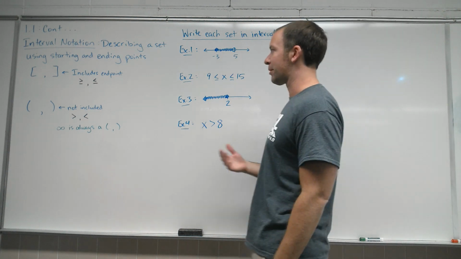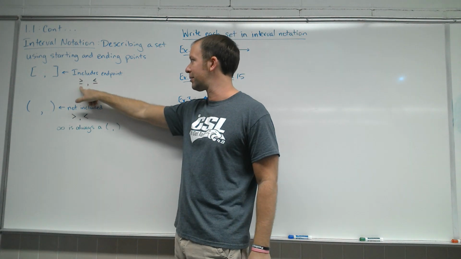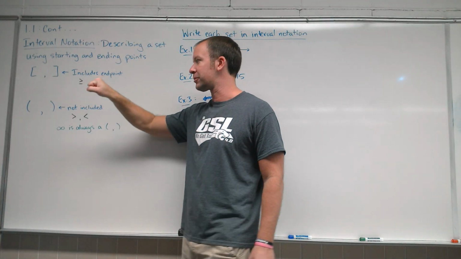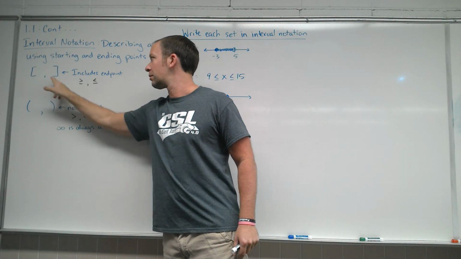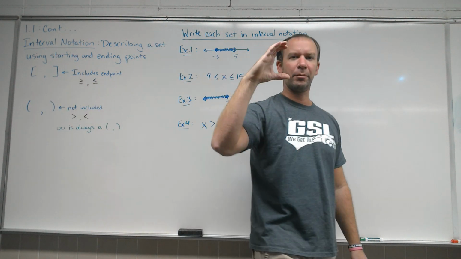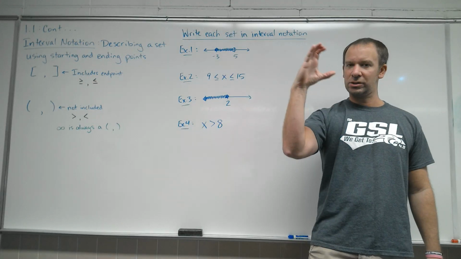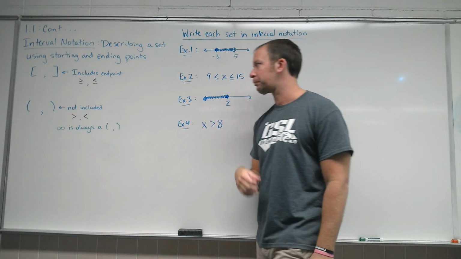Okay? So if those endpoints are included, so if it's something where there's an equals going on, or a closed circle where it's filled in, okay? If those endpoints are included, we use a bracket. Okay, so we put a bracket on that number, and I think of a bracket as like grabbing onto the number, like we can actually equal it, we can actually have it.